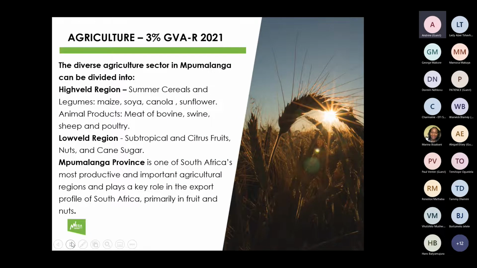Let me just quickly run you through the economic sectors. Agriculture, although it's pretty small, accounts for only 3% of the gross value added in 2021, but it's very important in our province as a huge job creator. Our agricultural economy is divided into the high veld region and the low veld region. In the high veld region, we produce summer cereals, legumes, maize, meat, and those types of products. The low veld region is more focused towards subtropical products like citrus fruit, nuts, and sugarcane. We're one of the most productive agricultural regions in South Africa, and our agricultural products play a key role in South Africa's exports of fruit and nuts. Next slide.